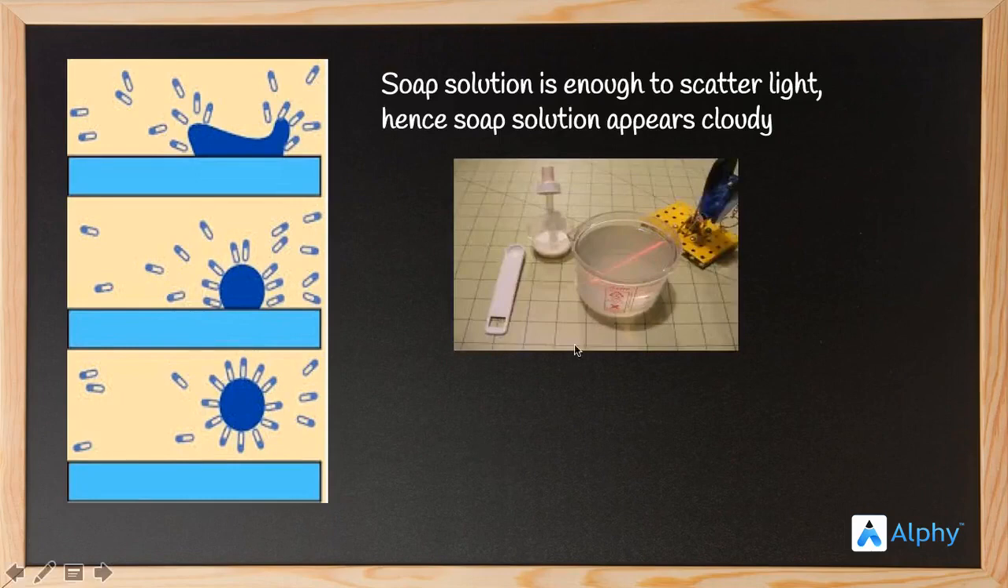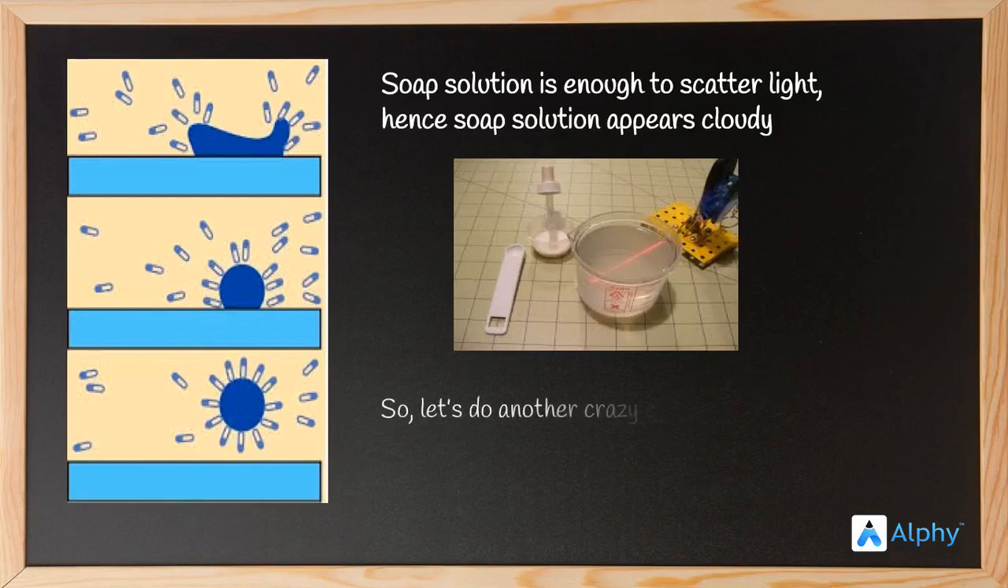So this is an experiment and this is exactly how it will look. There is soap dispersed in this water and you can scatter light through that solution. See, it is clearly passing. The light clearly passes through the solution. So soap solution is enough to scatter light.